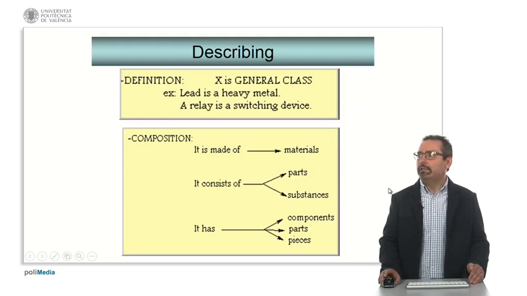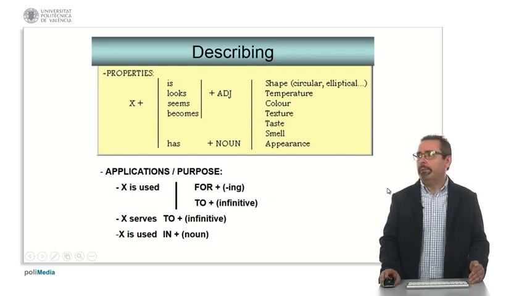So we normally start with a definition. For example, lead is a heavy metal, a relay is a switching device. And then we can state the composition, typically with made of, consists of, or it has different components, parts, or pieces. These are typical structures. Then we can include properties, typically with a general verb such as is, looks, seems, becomes, has, plus an adjective or a noun, and we can give different properties, as we will see in a minute. To give the applications or the purpose, we use typically the expression is used for plus -ing or to plus infinitive. We can also use the verb serves to, or we can use the expression is used in plus a noun. For example, it is used in mechanical engineering.